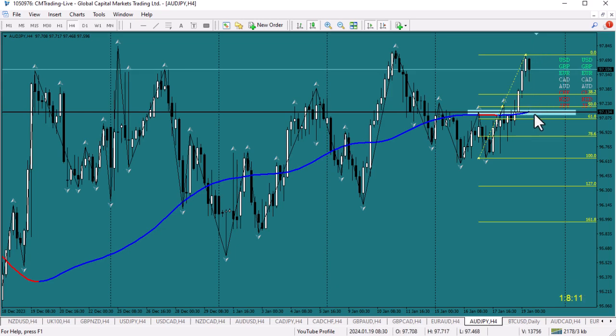So if it retraces, I would like to get in the Aussie, but the yen's still black sheep of the market. So let's hope that we can get a retracement back down there. Then I'll look for some decent candle reversals.